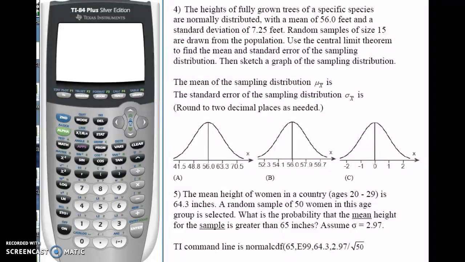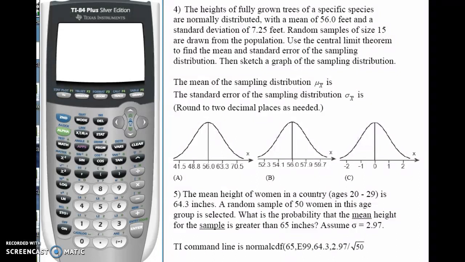Random samples of size 15 are drawn from the population. Use the central limit theorem to find the mean and standard error of the sampling distribution. Then sketch a graph of the sampling distribution. The mean is the mean is the mean. So the mean of the sampling distribution, mu sub x bar, is the mean of the population, or 56.0 feet.